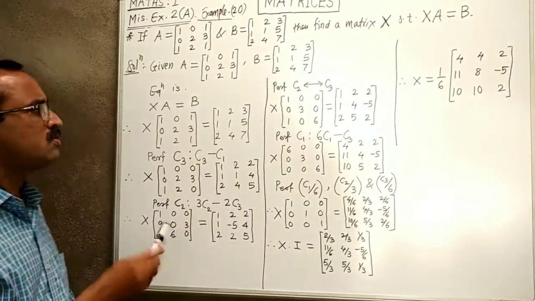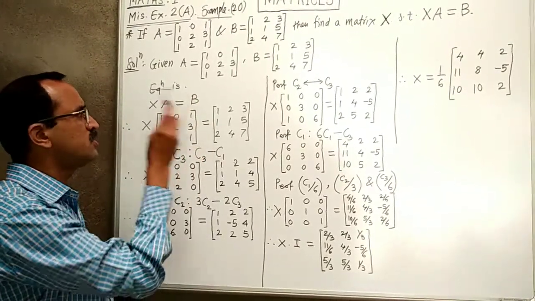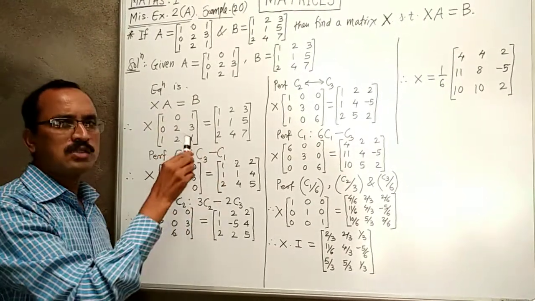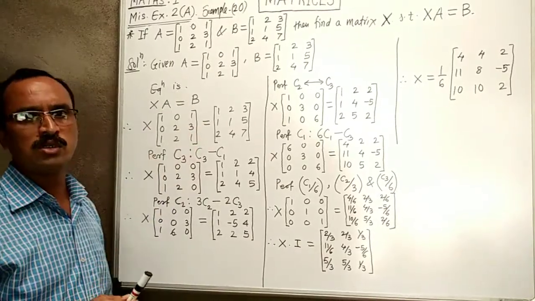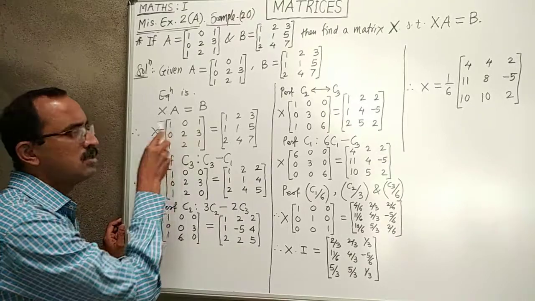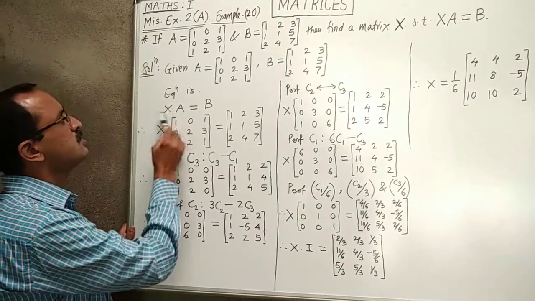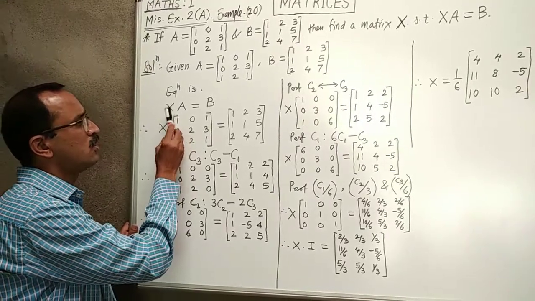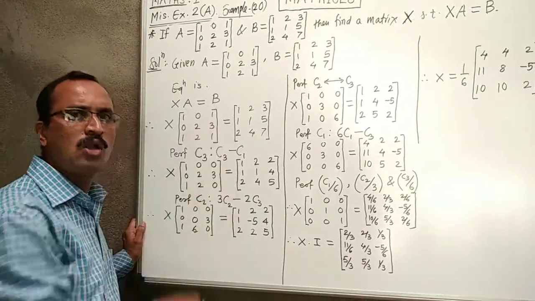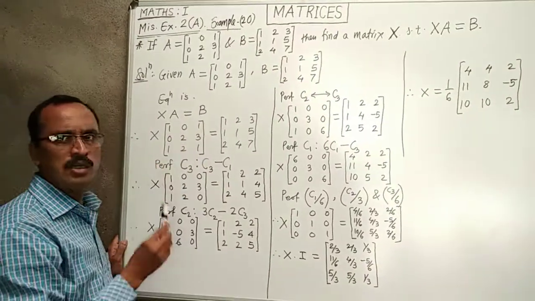In the previous example the equation is AX is equal to B. So A is first, X is second. In the previous example we used row transformation. Here X is the first matrix and A is the second matrix in the multiplication XA. So to find matrix X, which comes first, we use column transformation here. Now the equation is XA is equal to B.